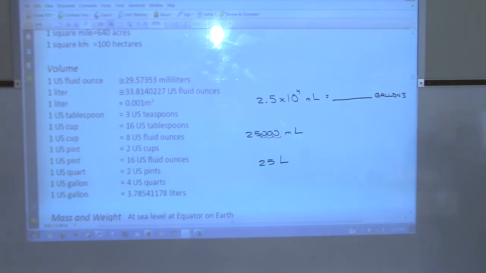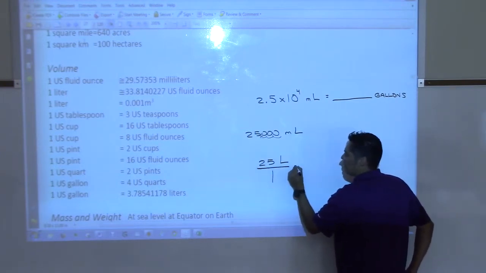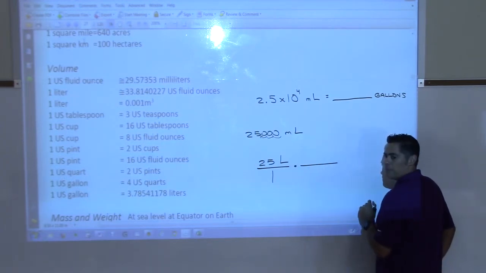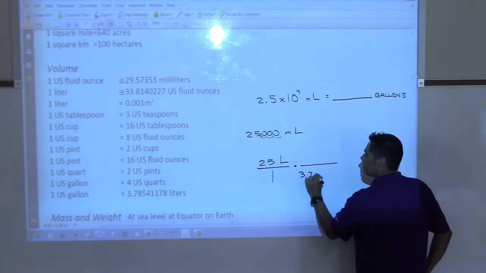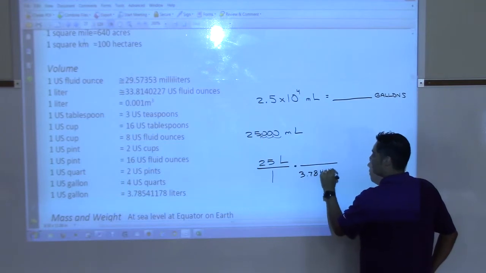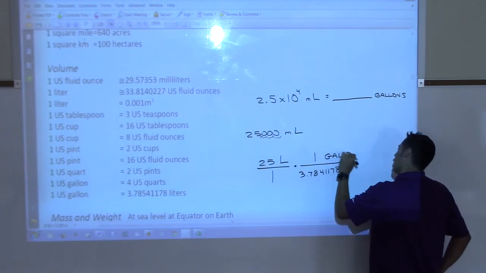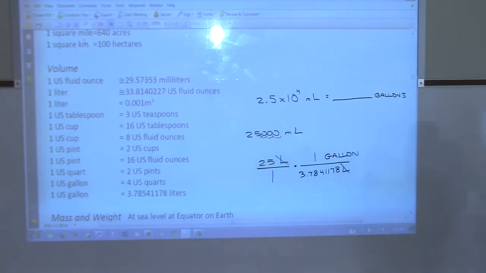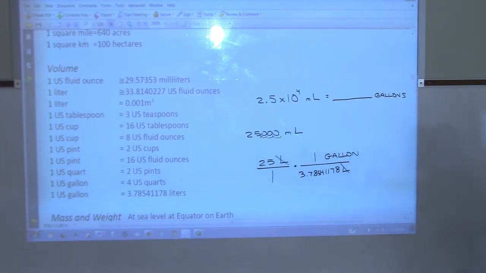So we're going to want to cancel out the liters. I'll help you with that. Okay, now, go 3.7854178. Where do you want it here? On the bottom. Okay, so 3.785 liters, and on the top is your 1 gallon, right? All right, and that's it. The liters will cancel, and so we'll be able to do this. 5 after the 8. Did I mess up on this? Oh yeah, 5. I did. All right, so 25 divided by that number.